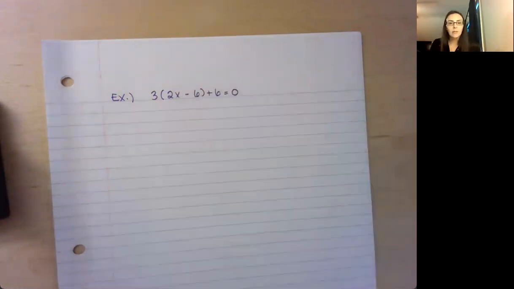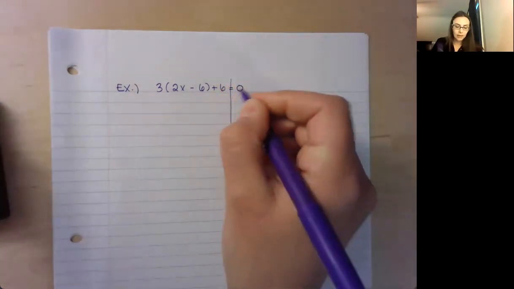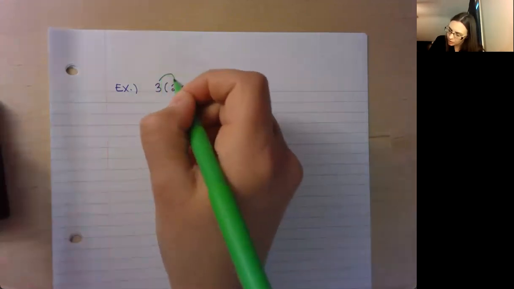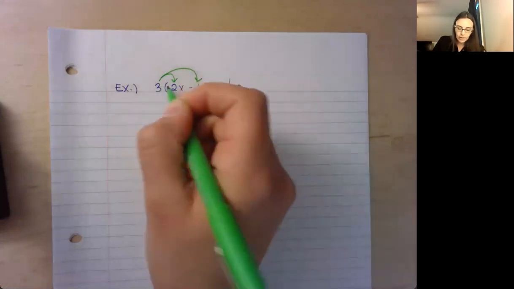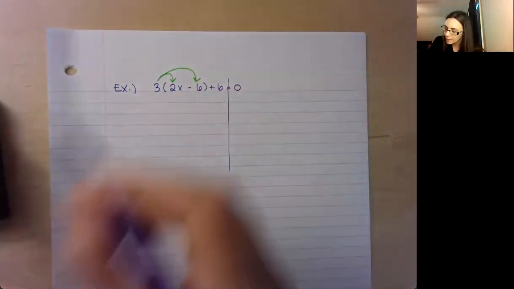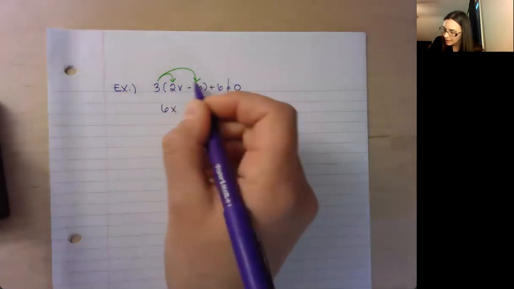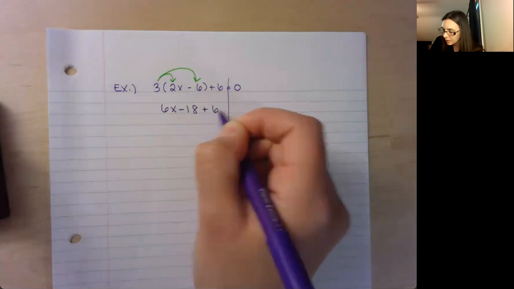Let's do another example. So if I draw my line, my right side, I can't do anything, so I'm just going to leave it, but I can definitely distribute here. Now, when you're distributing, make sure you don't go past the parentheses. So once that parentheses hits, I'm going to stop distributing. 3 times 2 is 6, so I have 6x. 3 times 6 is 18, so minus 18. Bring down that plus 6 equals 0.